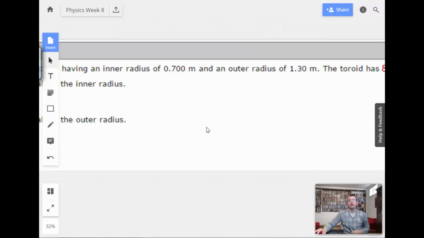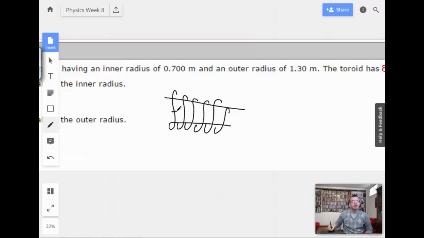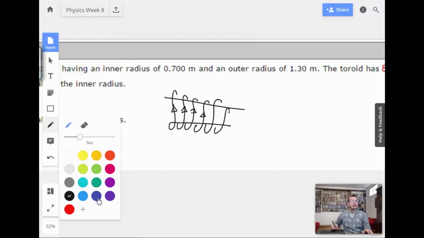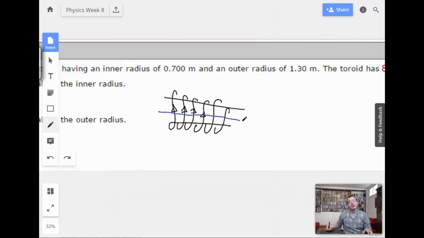All right, so the idea here is we basically have a solenoid. A solenoid is a piece of something with wire wrapped around it like this. We have some current going through it, and it creates a magnetic field. Probably switch the colors here. Let's do blue. It creates a magnetic field like this.